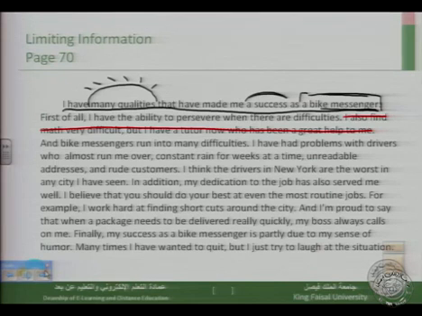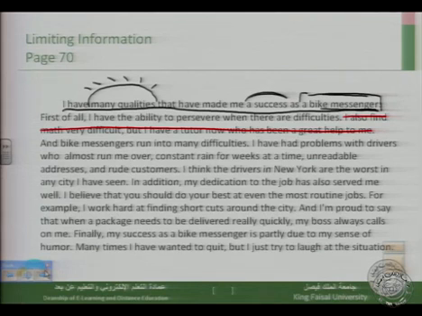Okay, he spoke about problems with drivers who ran him over. He also spoke about constant rain when he is delivering the post or the messages or the letters. And also he spoke about unreadable addresses. When he has the letter, he could not read the address, but he makes his effort in order to find it. And also he spoke about rude customers.